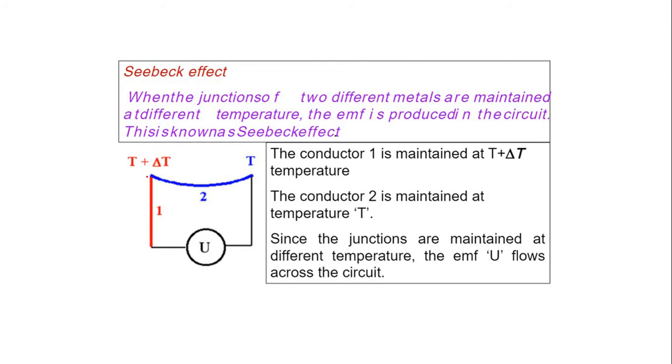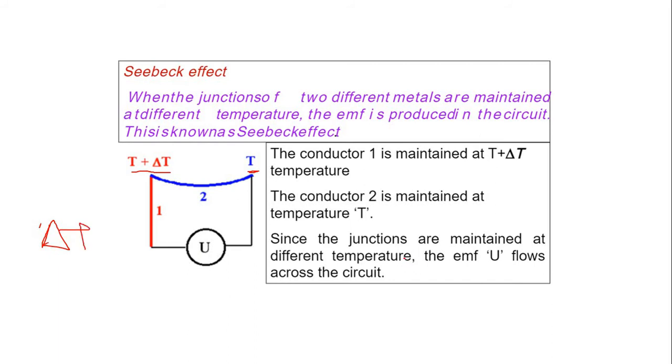In this figure, the red line indicates conductor 1, and it is maintained at the temperature T plus delta T, and conductor 2 is the blue line. Conductor 2 is maintained at the temperature T. There is a temperature difference between these two, delta T, because the first conductor is at T plus delta T and the second conductor is at T. So the difference of temperature between these two is delta T.